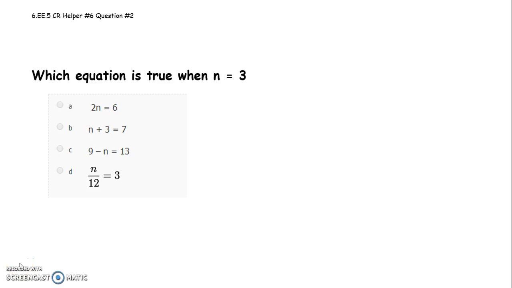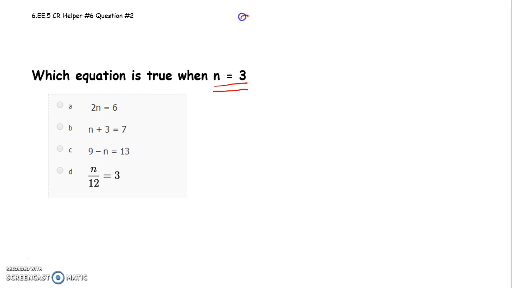All right, 7th graders, this is to help you with question 2 on CR number 6. Which equation is true when n equals 3? And they give you a series of equations. 2 times n equals 6, n plus 3 equals 7, 9 minus n is 13, n divided by 12 is 3. Again, I know this looks very similar to your CR, but I chose a different value for n to check.